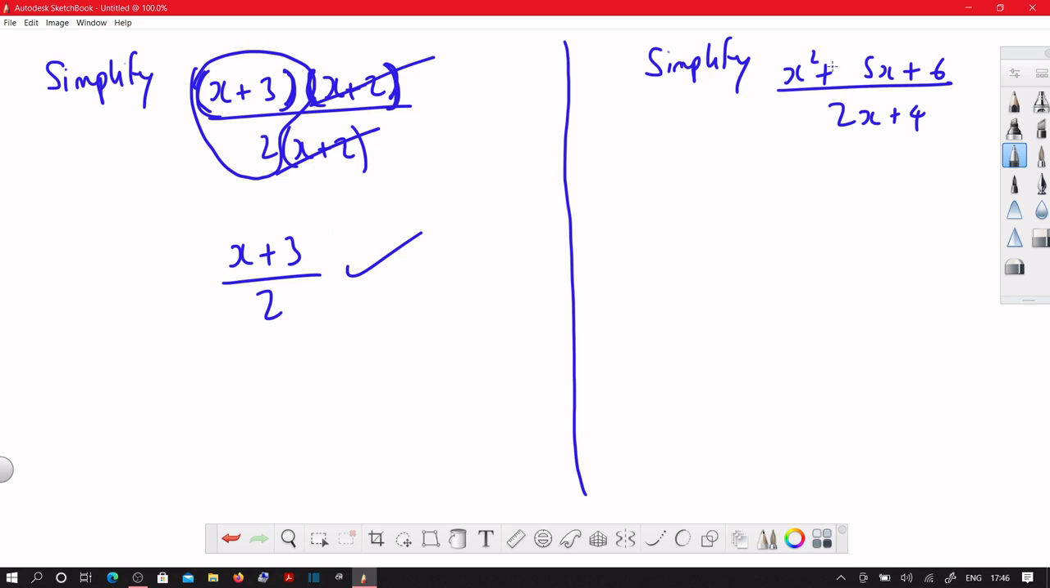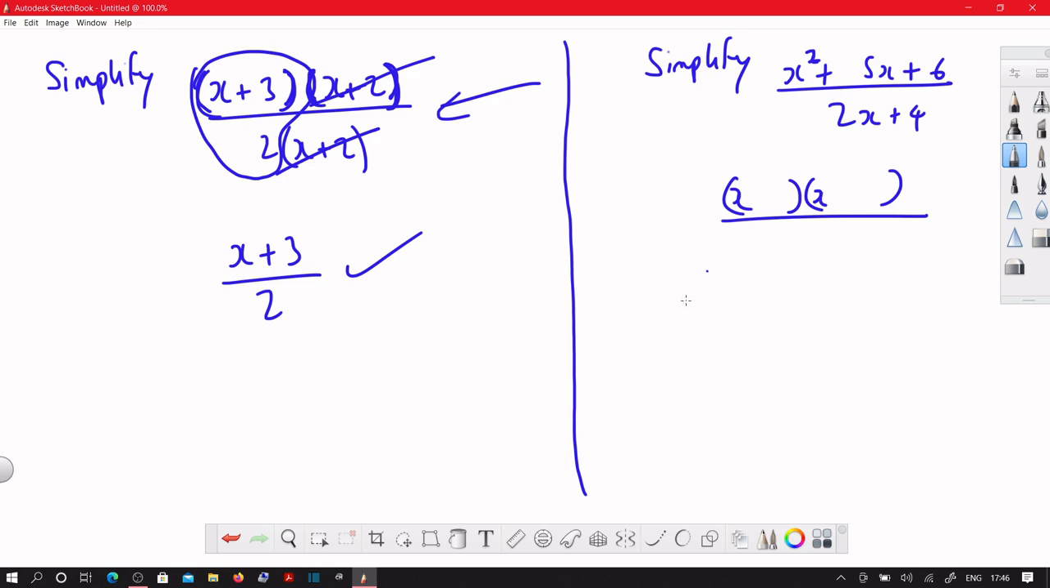This question over here, simplify. Well, you notice it's a quadratic expression, and it's always a good idea to break it into brackets, just like we had over here. It's a good idea to break into brackets so we can cancel top and bottom parts. Right, since it's a quadratic, we know the top is going to be double brackets.